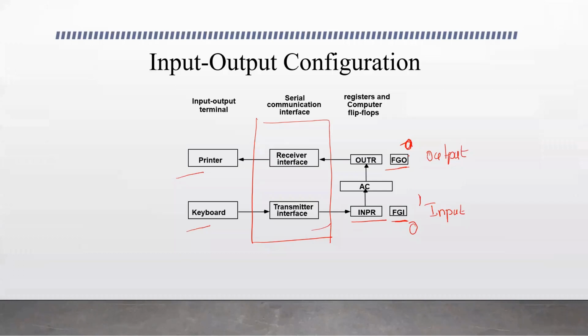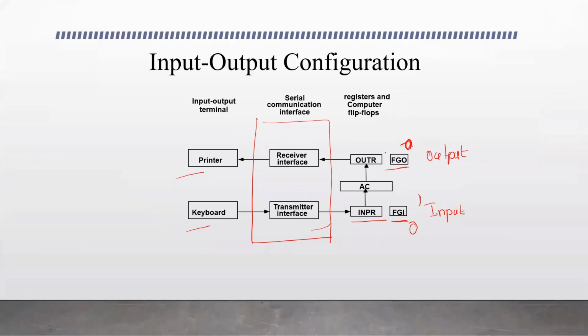And the output flag is initially 1. At that time when it is 1, the output is transmitted to the output register, and the output flag is set to 0. Once it is 0, the transmission cannot happen between AC and OUTR, the output register, because the output register is busy. If the flag is 0, that means the output register is busy transmitting to the output, to the printer here.